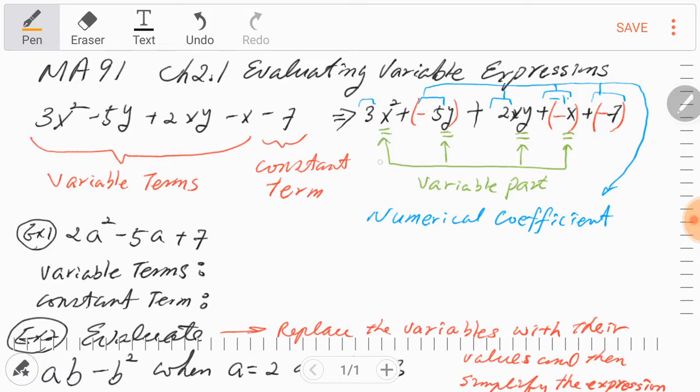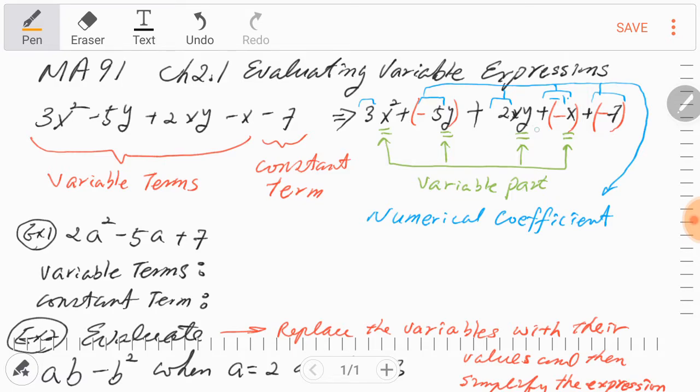So the first one is 1, 2, 3, 4. So 4 terms contain variables. We call these 4 terms the variable terms. And the numbers followed by the variables are called the coefficients. So for the first term, the coefficient is 3, and the variable part is x squared. And for the second term, the coefficient is negative 5, and the variable part is y.